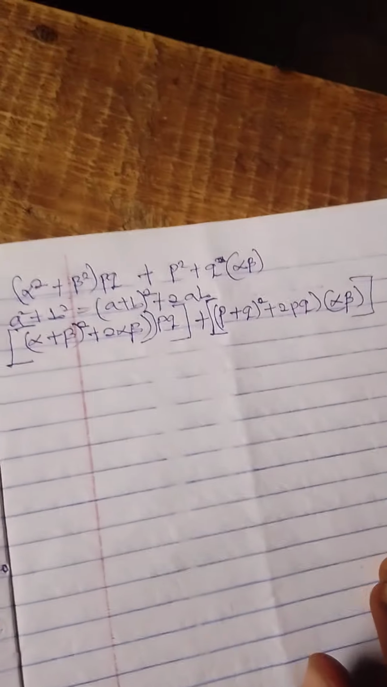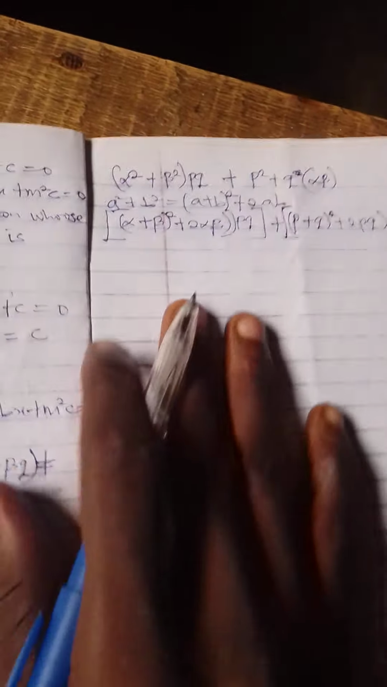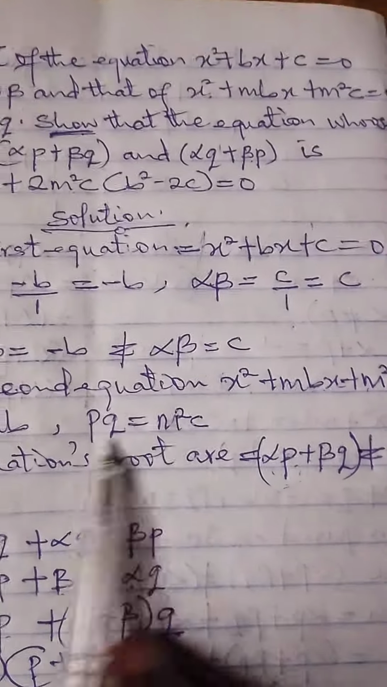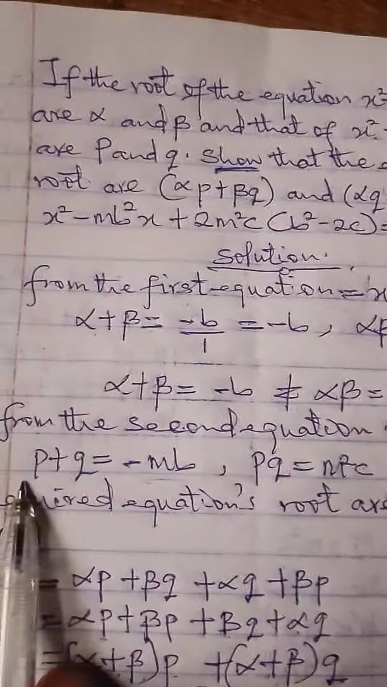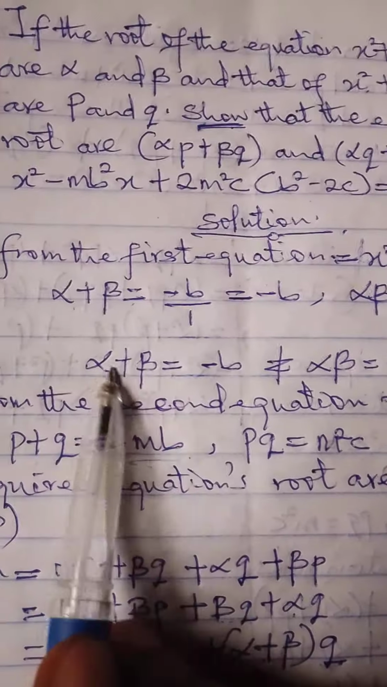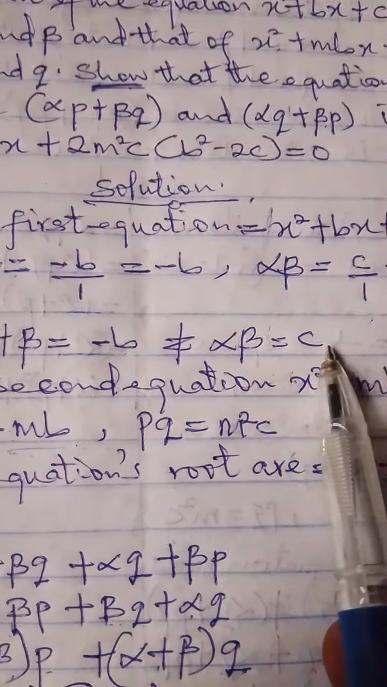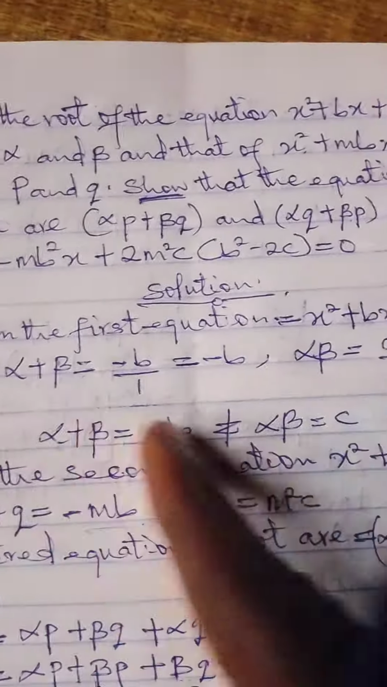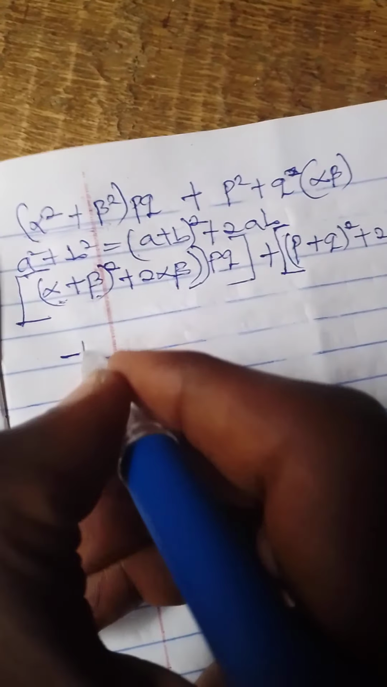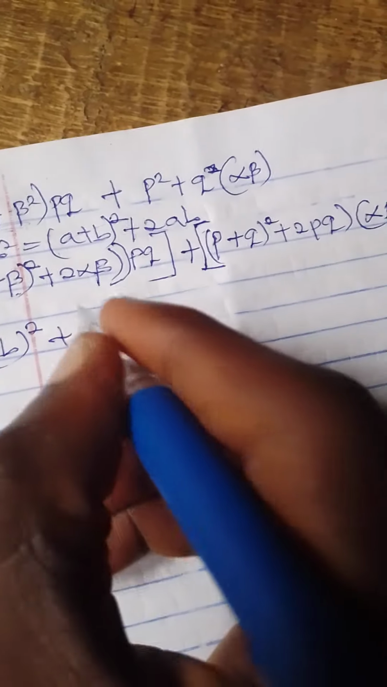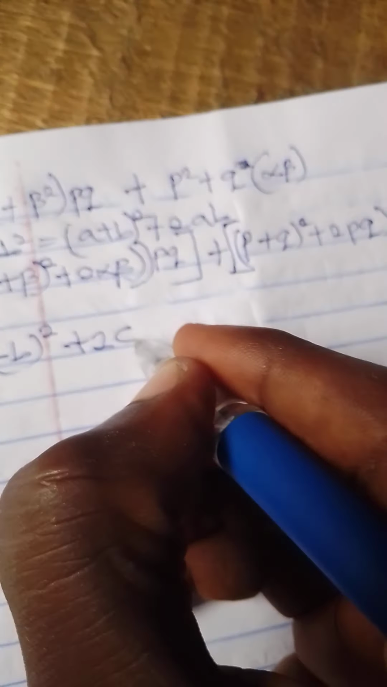It's very simple. Now from there, don't worry, what is your pq? Your pq is m square c, and your p plus q is minus mb. Your alpha plus beta is minus b. Your alpha beta is c. Now alpha plus beta from this, what is alpha plus beta? Minus b. So we have put it here. Alpha plus beta is minus b square. I get it now. Then 2 alpha beta, alpha beta is c. So 2c, because alpha beta is c. Are you getting it now?